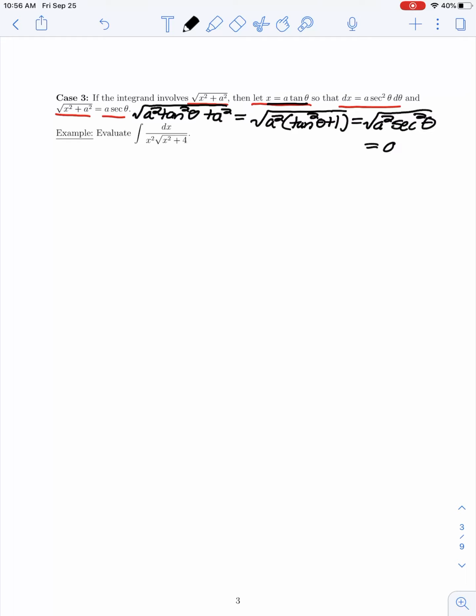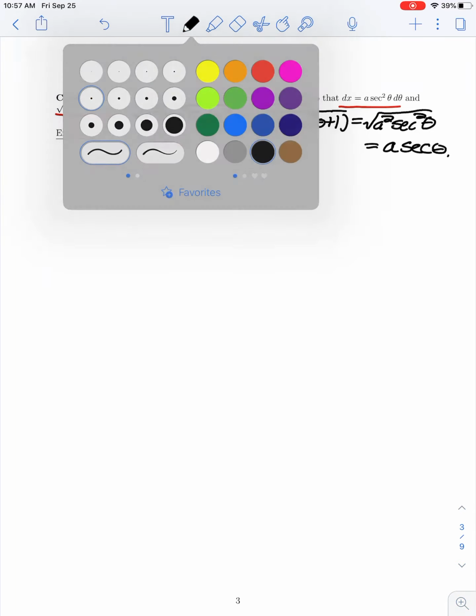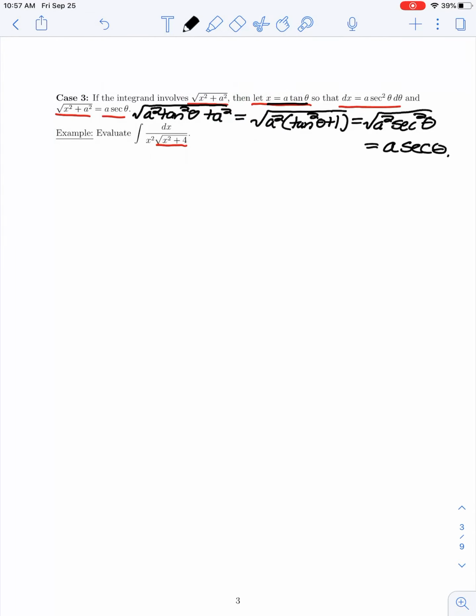So taking the square root of this expression, we have a secant theta. So let's look at an example of this. Here we are asked to evaluate the integral of dx over x squared times the square root of x squared plus 4. As soon as I see that my integrand involves this square root of a sum of squares, x squared plus 4, or 2 squared, I should immediately think of a trig substitution.